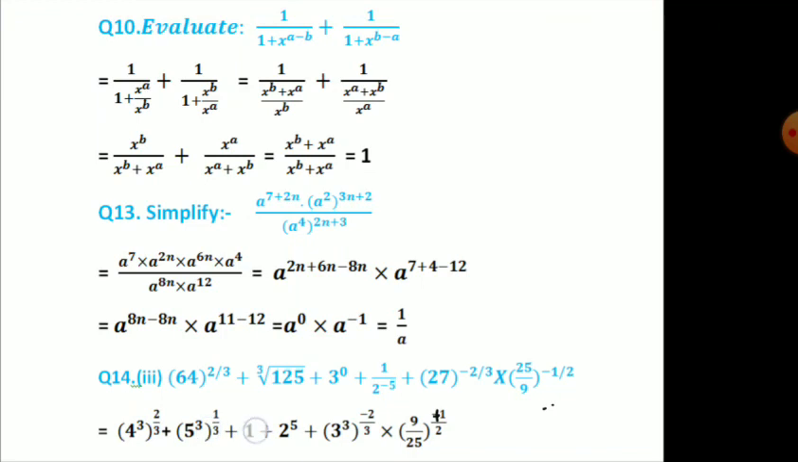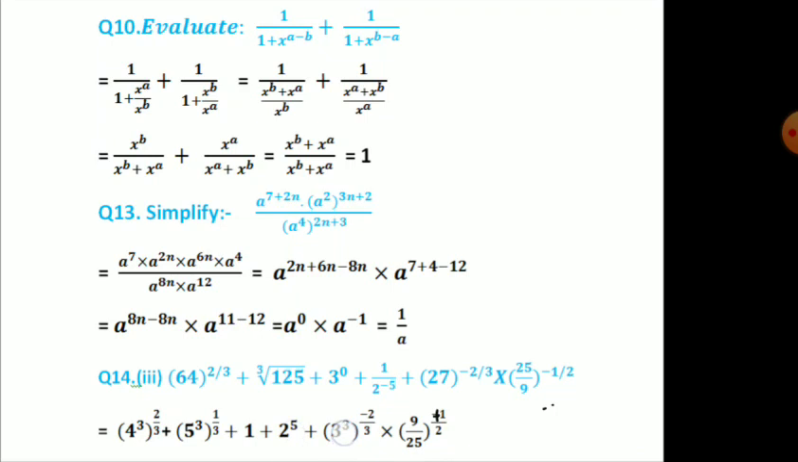3 to the power 0 will become 1 plus 1 divided by 2 to the power minus 5. Now in the denominator there is a negative exponent. So we know that to make it positive, what we'll do is in the denominator we'll write it in fraction. So it will become 1 divided by 1 by 2 to the power 5. Now denominator will become the numerator. So 2 to the power 5 will come in the numerator as positive value.